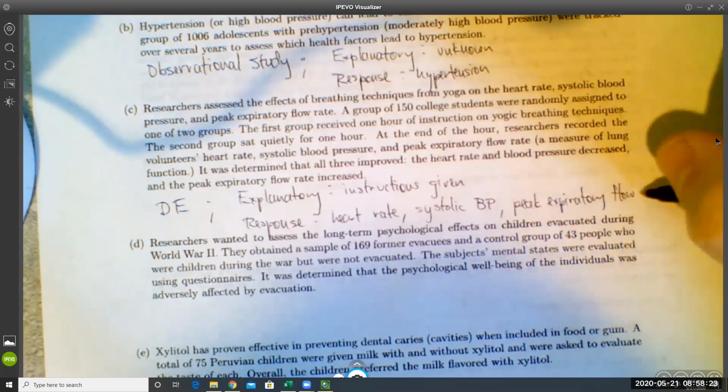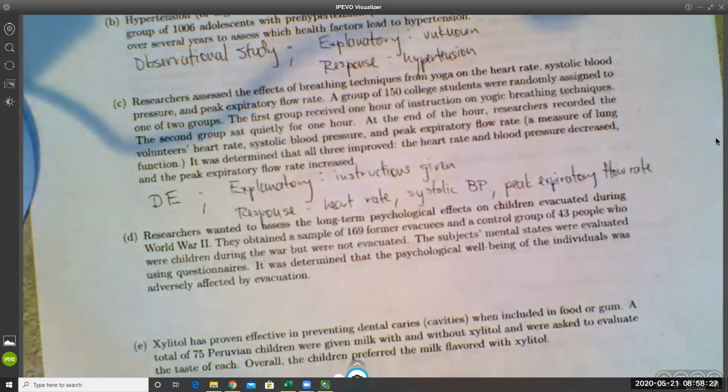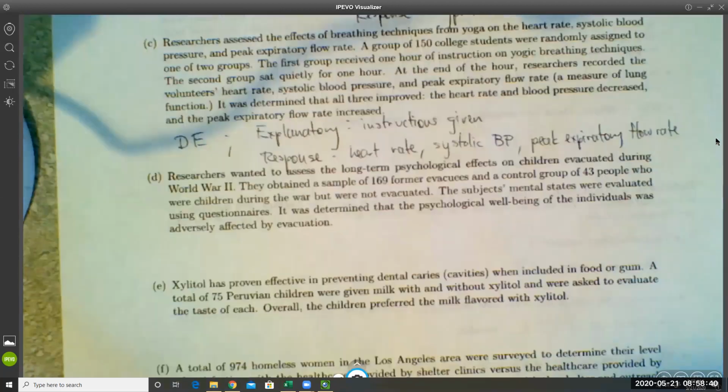I don't know what that means. I'm guessing that has to do with their breathing, right? Like how much air they're taking in and exhaling, inhaling and exhaling. Anyway, that's that. Okay, so part D.